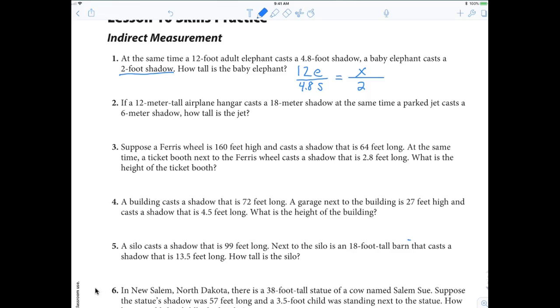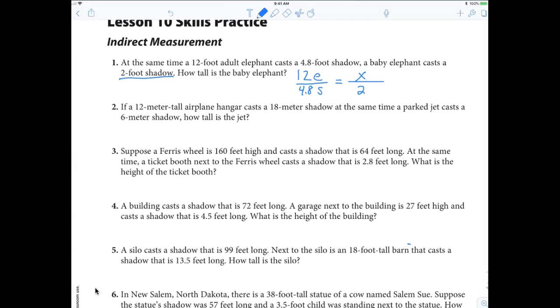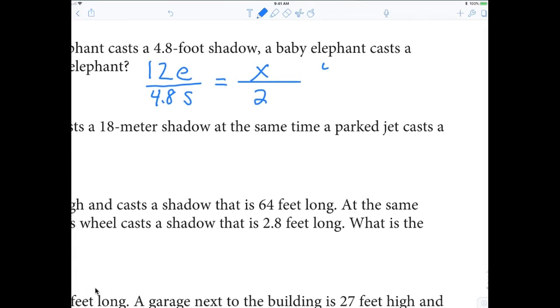Yes. We already know how to do proportions, so we just cross multiply. So here we would say 4.8x is equal to 24.